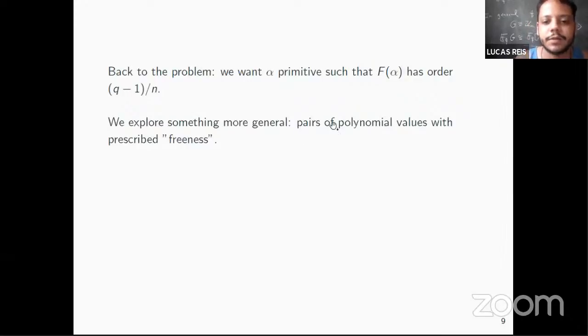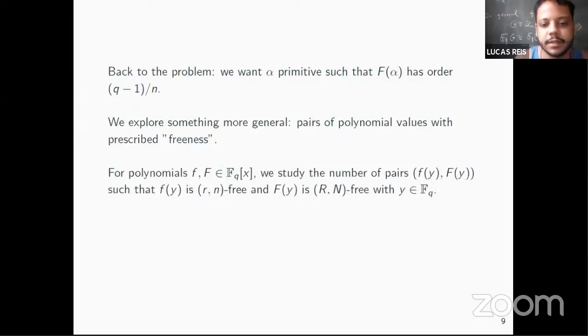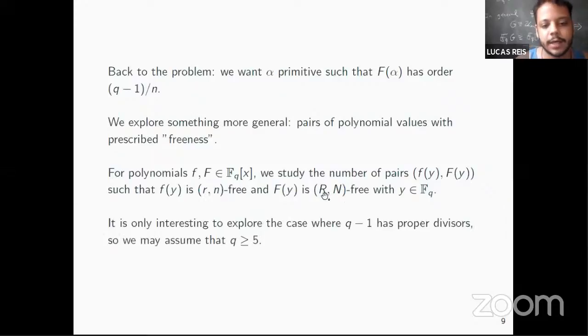And so we just work with pairs of polynomial values with prescribed freeness. By this, I mean, we take a pair of polynomials, f and capital F, and consider the number of pairs f of y, capital F of y with y in Fq, such that f of y is r-free and capital F of y is capital R-free. So we have 4 divisors of q minus 1 here.